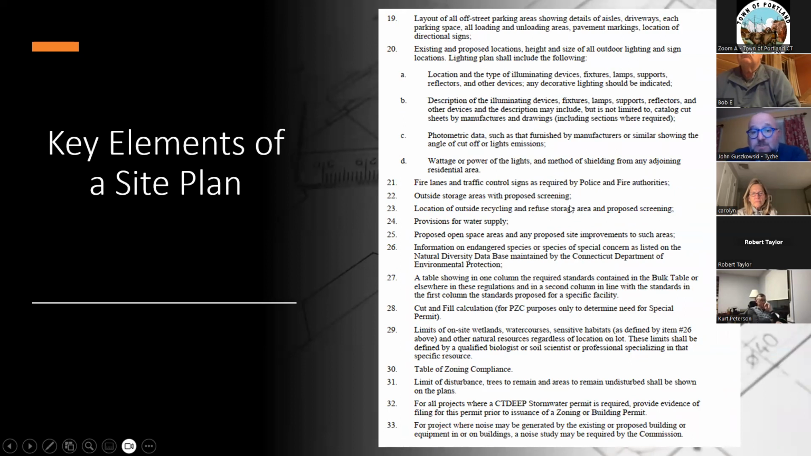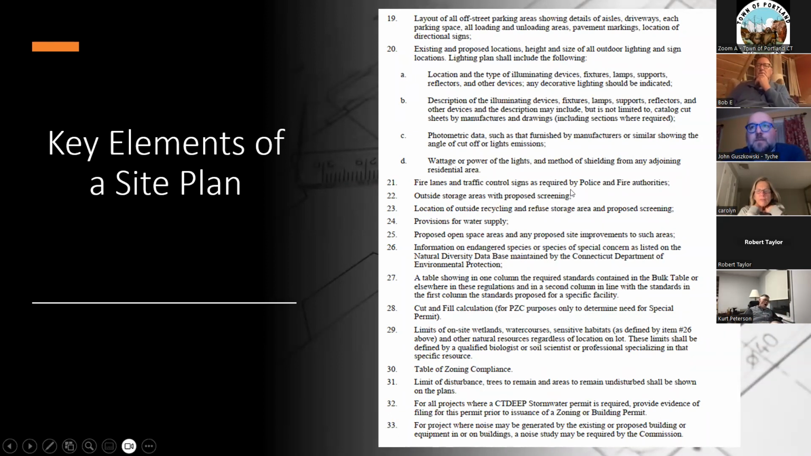Lighting, fire lanes, outside storage areas, provision for water supply, cut and fill calculations, the table of zoning compliance. All of these things, if you are going to be providing what is to be considered a complete site plan, all of these things need to be included on the plan, or there for some reason is not applicable. So if there is no lighting proposed for some reason, if it's a park development or something like that, there might be no lighting plan necessary. That seems unlikely, kind of a bad example to have chosen. But let's say in number 26, there's no endangered species on the proposed area. Obviously, you're not showing that on the plan because it's not there.